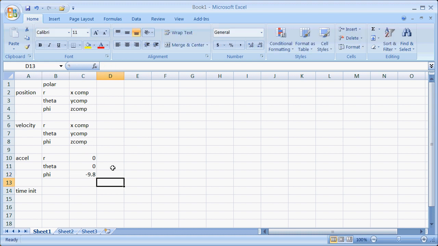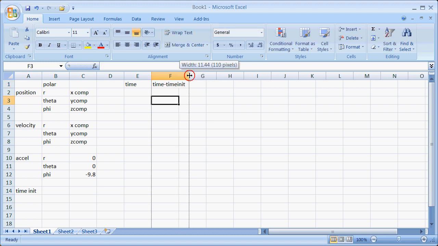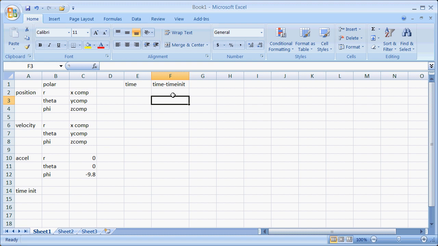You've locked these down, hopefully, and then you can start thinking about programming an equation based on some time minus time initial. So if I think about this time here, and then in actuality, time minus time init. So that's from the time you start traveling, if you would, will be in this column. The time is the actual time, time init.